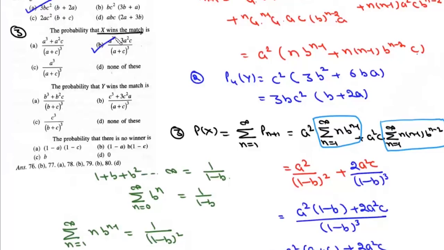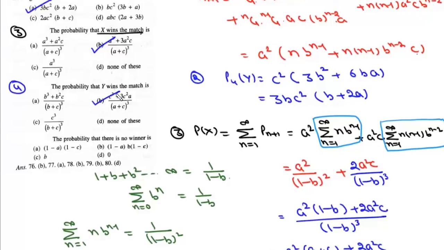Now the next one is the probability that y wins the match. Now we know that the situation for x and y is exactly the same, except that a and c must be interchanged. So if we interchange a and c, we'll get c cube plus 3c square a upon a plus c cube. That means this option B should be correct.